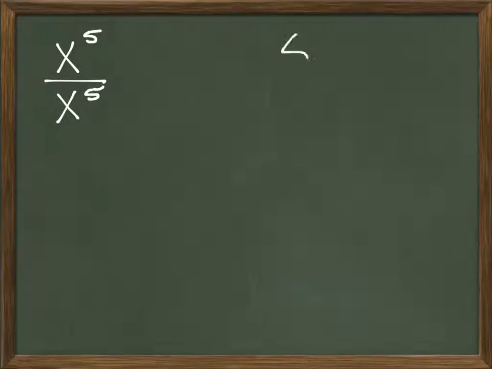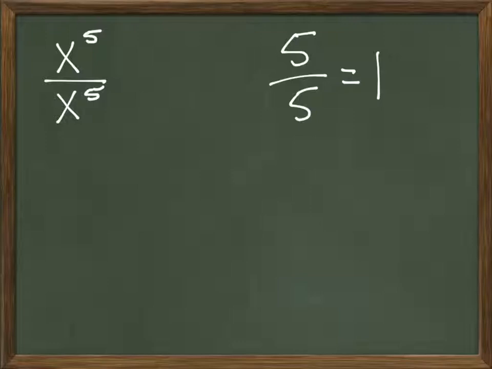Let's say I gave you 5 divided by 5. Now hopefully you said 5 divided by 5, well that equals 1. And you'd be correct, because 5 goes into 5 one time. So the answer is 1. So let's go back over here. X to the fifth divided by x to the fifth.